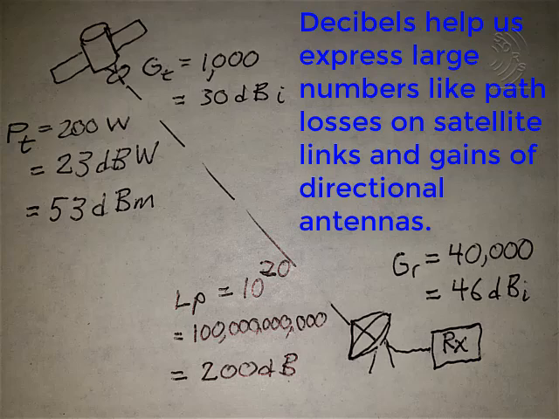Although 200 is a large number if you are counting 200 of something, it is much easier to work with or imagine than 10 to the 20th power, which is 100 billion billion, or 100 quintillion.